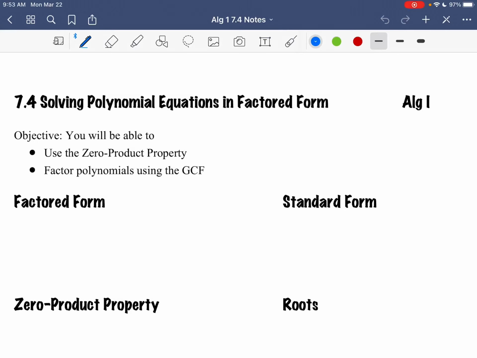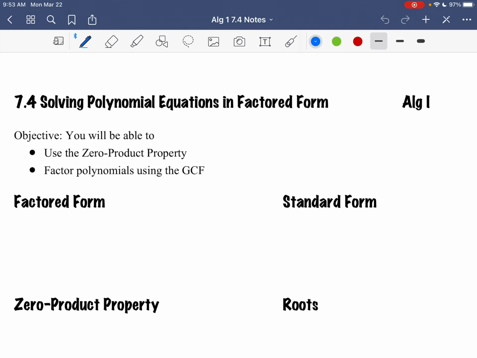7.4, Solving Polynomial Equations in Factored Form. Our objective for this lesson will be able to use the zero product property and factor polynomials using the GCF, greatest common factor. So first we need to talk about polynomials being in factored form or in standard form.